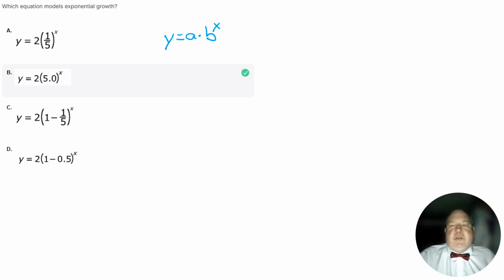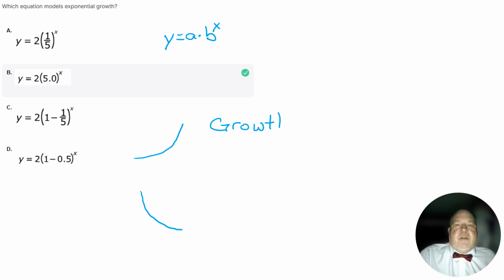So we have exponential growth functions. Exponential growth functions look like this. Exponential decay functions look like this. And so for a growth function, how do we tell? Well, for a growth function, the b value is greater than 1. So all we have to do in this question is look at the b values. So here's the b value.